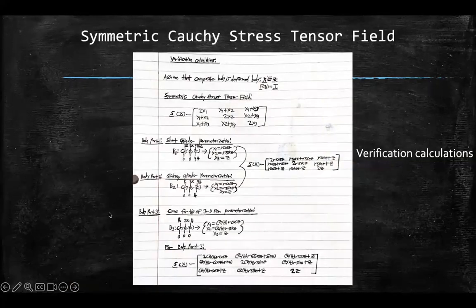And for the symmetric Cauchy stress tensor field, to define the stress field, I had to take the undeformed configuration. That means x will equal the undeformed x, and also the deformation gradient will equal the identity. And when defining the Cauchy stress tensor field, it needs to be symmetric. I also found out that it is a linear stress field, in terms of x1, x2, and x3.